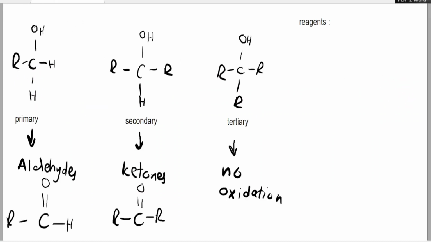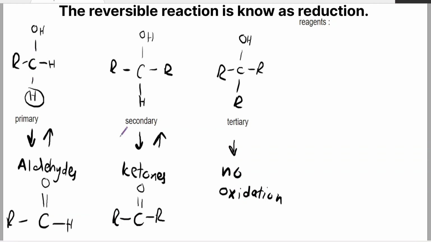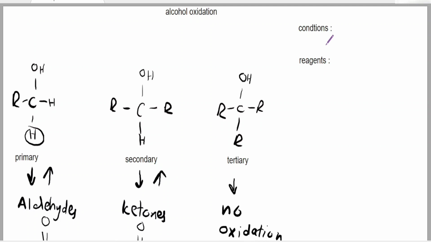Now, I know that I can convert primary alcohols to aldehydes and secondary alcohols to ketones, but for both these reactions, there is a reversible reaction as well. So in simple words, aldehydes can be converted to primary alcohols, and ketones can be converted into secondary alcohols. Now, what are the reducing agents I can use? There are three reducing agents.